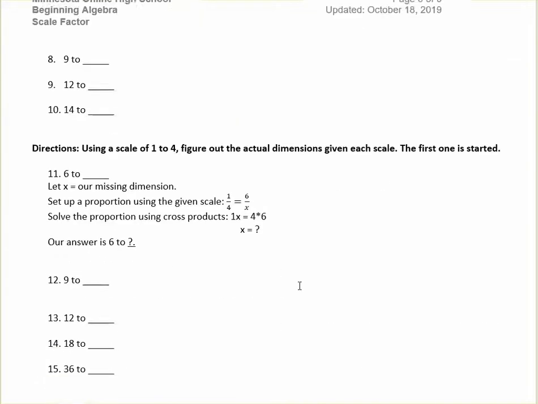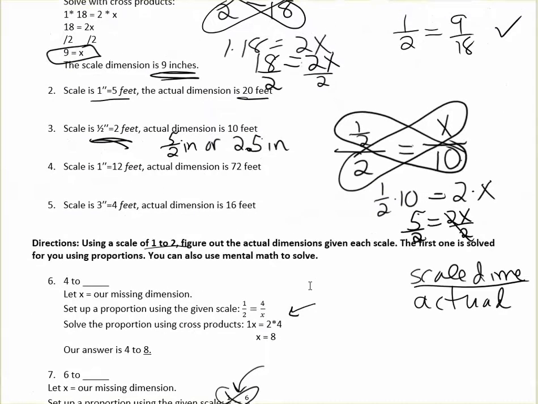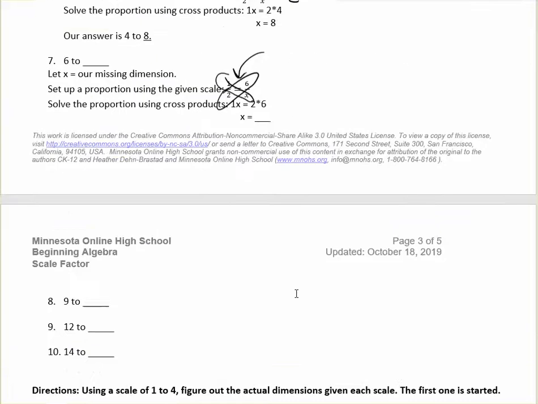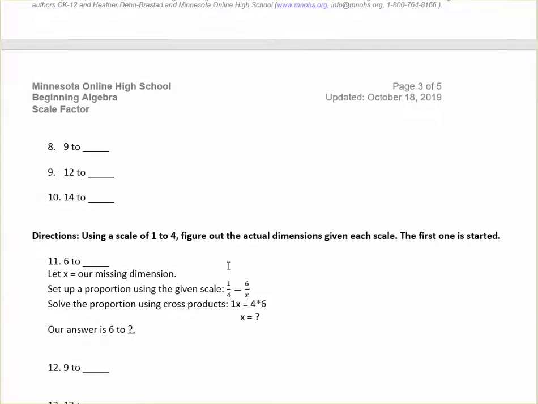11 through 15 is exactly the same as 6 through 10, except instead of a scale of 1 to 2, it's a scale of 1 to 4. So you're going to figure out the actual dimensions given each scale, so given the scale of 1 to 4. And so in 11, the scale dimension is 6. So we had 1 over 4 as our first ratio. 6 over some other number is going to be our second ratio.